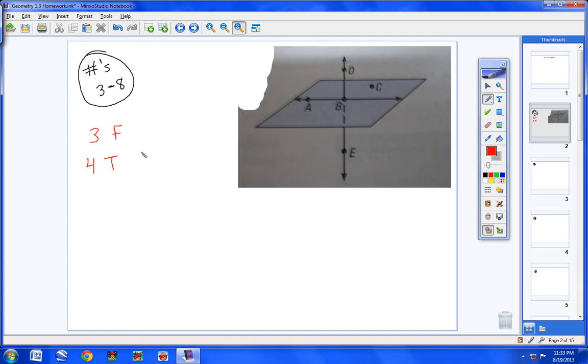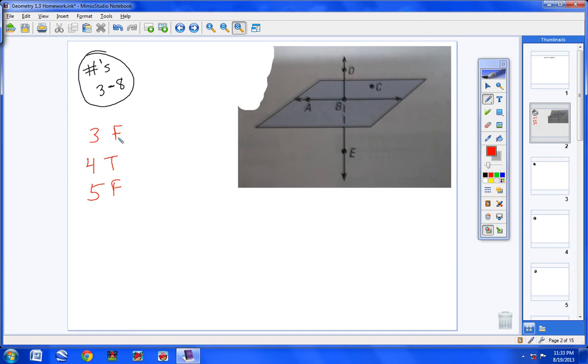Number 5, points B, C, and D are coplanar. All right, well, here's B, here's C, and here's D way up here. Now here's your plane. D is not in that plane, students. It's like a piece of paper with a pencil stuck through it. D's up here in the air. So, no, B, C, and D are not in the same plane. So number 5 would be false.